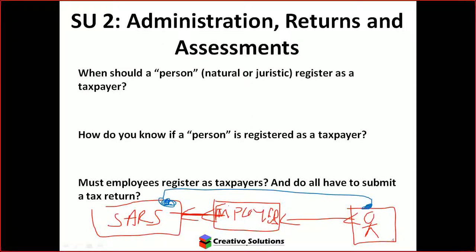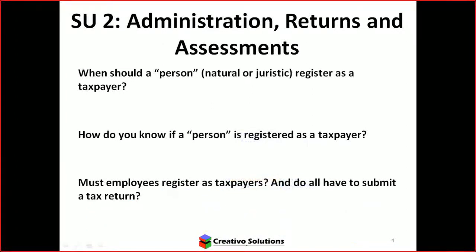And then employees are given a certain amount of time from the date that they've opened up the assessments, where you submit your returns. Okay, so do we all have to submit a return? What do you think? Yes, sir. The answer is actually no. You don't all have to submit a return.